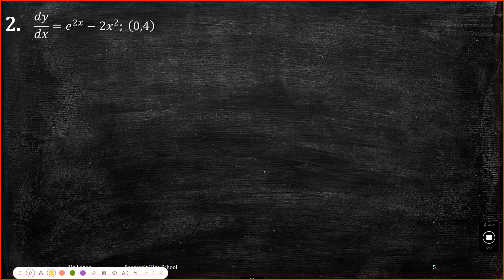All right, let's go number 2. So again, we notice that on the right side, it's all x's. So we're going to separate the dx, put it on the other side. So we're going to have dy is equal to e to 2x minus 2x squared dx.